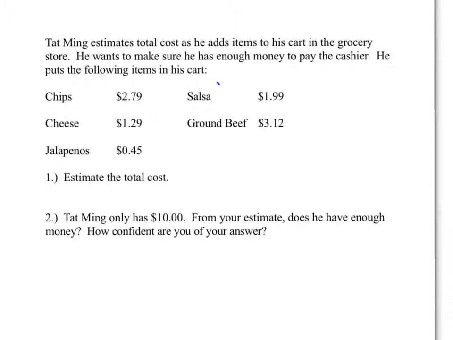The problem in front of us says that Todd Ming estimates total costs as he adds items to his cart in the grocery store. He wants to make sure he has enough money to pay the cashier. He puts the following items in his cart, and here are the items, and they want you to estimate the total cost. What I'd like you to do is estimate the total cost using any method that you would like. Pause this video and estimate the cost, and also figure out, if you estimate, does he have enough money?